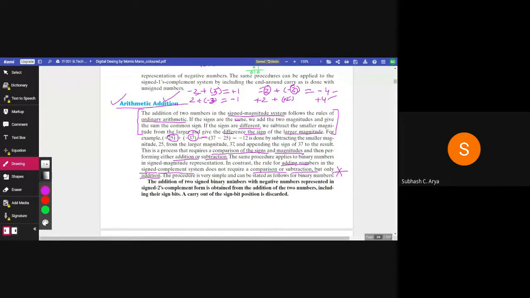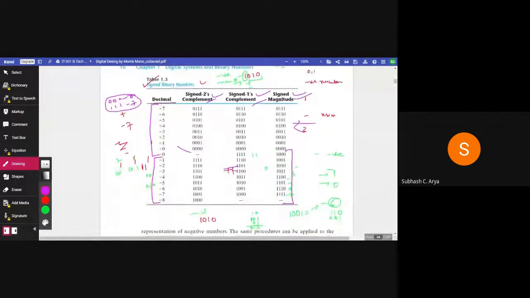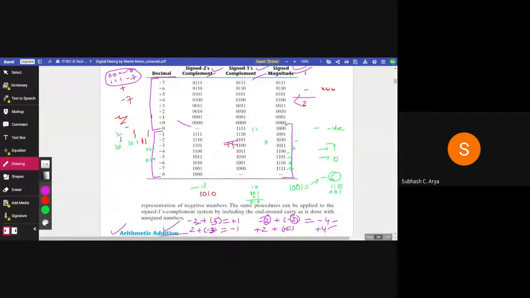And the procedure is very simple and can be stated as follows for binary numbers. The addition of two signed binary numbers with negative numbers represented in 2's complement form is obtained from the addition of the two numbers including their sign bits. A carry out of the sign bit is discarded. This is the rule. What does it say? It says basically this operation, this one.